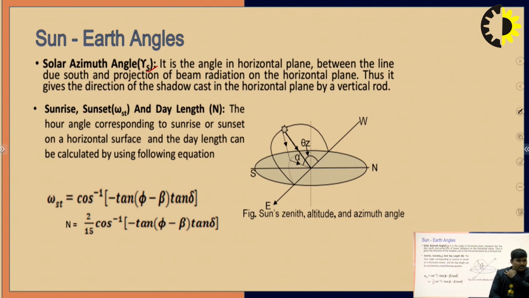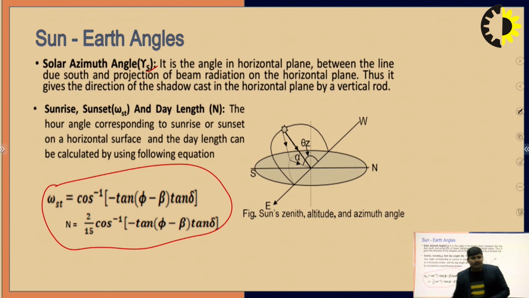So, sunrise, sunset, and day length. Day length is represented by N, and the hour angle corresponding to sunrise and sunset on a horizontal surface and day length can be calculated. The following equations have been given. They are the standard equations, and you can calculate it.